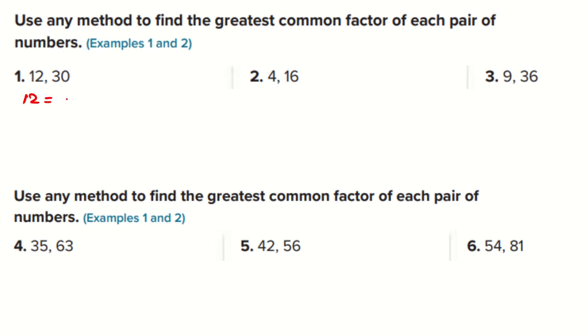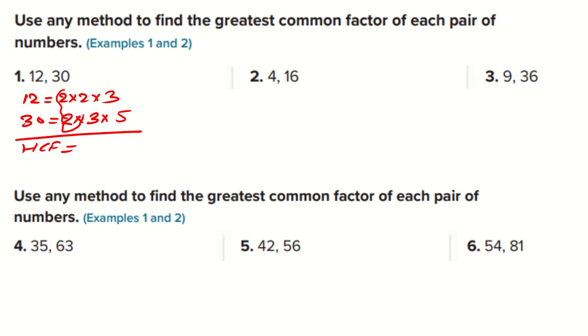You see 12, you can write it as 2 multiply 2 multiply 3. Make sure that you are writing prime factors. 30 is equal to 2 multiply 3 multiply 5. Now how do you find the HCF? HCF or GCF, both are the same thing. Just see what numbers are common up and down.